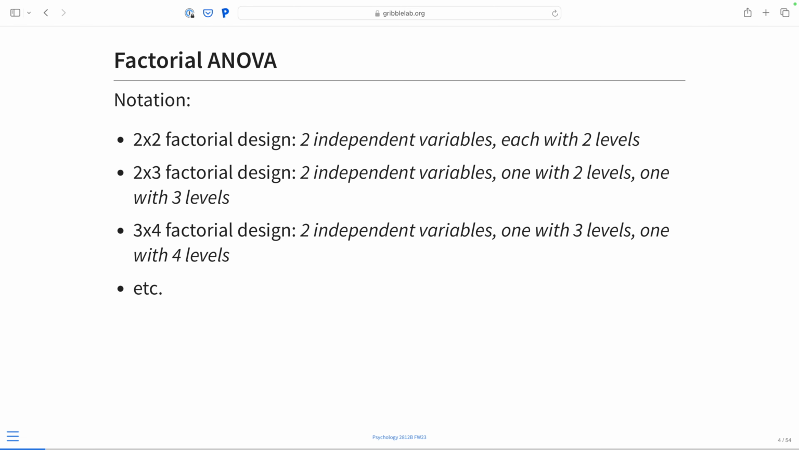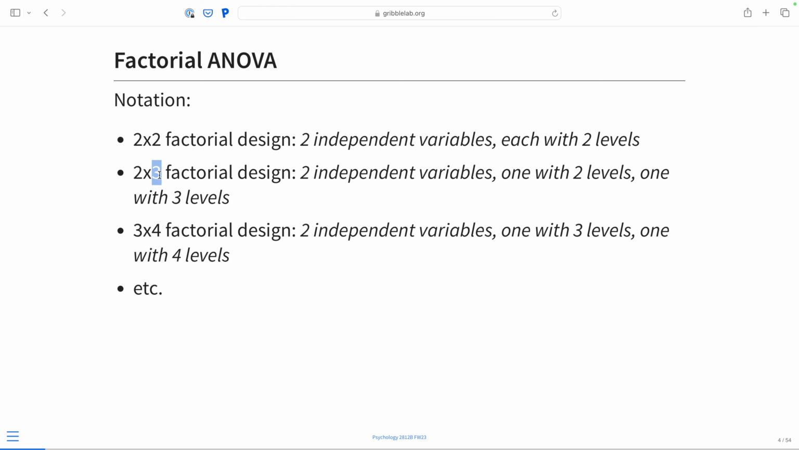Just a word about notation. A 2 by 2 factorial design, so 2x2, that means there are two independent variables, each with two levels of the first factor and two levels of the second. So it might be placebo versus drug in males versus females. A 2 by 3 factorial design means there are two independent variables, one with two levels, that's the first two, and the second factor has three levels.